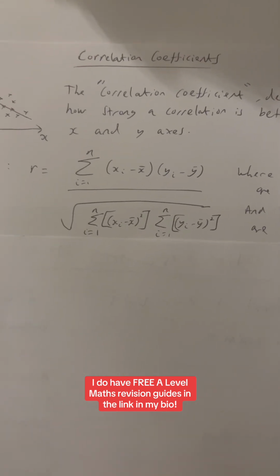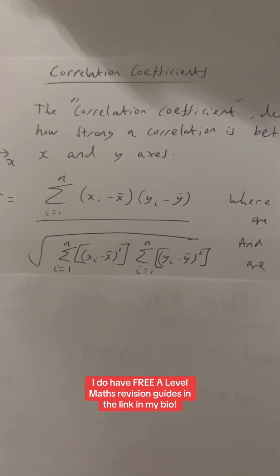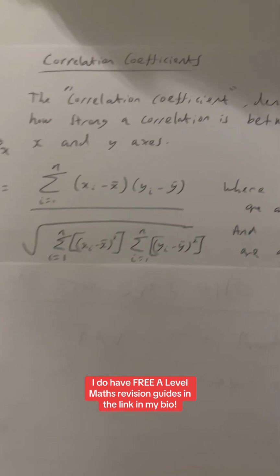where all of these Xi values, so X1, X2, X3, and so on, are your X values on your data, and Y1, Y2, Y3, and so on are your Y values for your data. X bar is the mean of your X values, and Y bar is the mean of your Y values from your data.